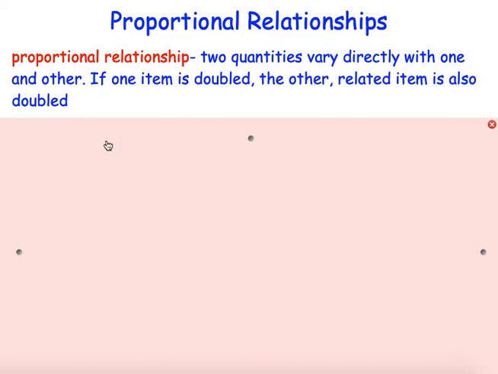All right, proportional relationships. So today is 12-5. A proportional relationship is when two quantities vary directly with one another. Pretty much that means if one item is doubling, the other one's doubling. For example, let's say, Nate, this is the definition.